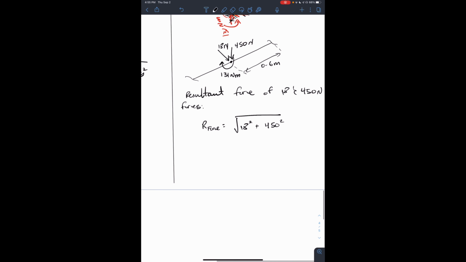Right, so basically you have 450, you have the 18. So what we're doing is getting this force here. 450, 18. So the force will act like this. So this here is your resultant force.